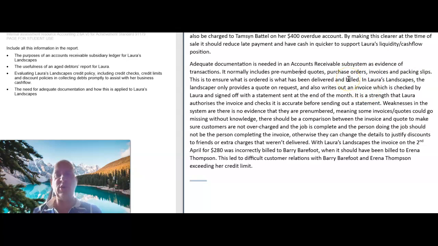So we've talked about what should happen. Then we talk about what happens in Laura's case. So quotes on request, invoice sent out and it's been checked. A strength of that is that Laura prepares the invoice and checks it before sending it out. Weaknesses, that there's no evidence that they're pre-numbered, which means that they could go missing without anyone's knowledge. There's no multi-copy documents. There could be a comparison between the quote and the invoice to make sure customers are not overcharged.